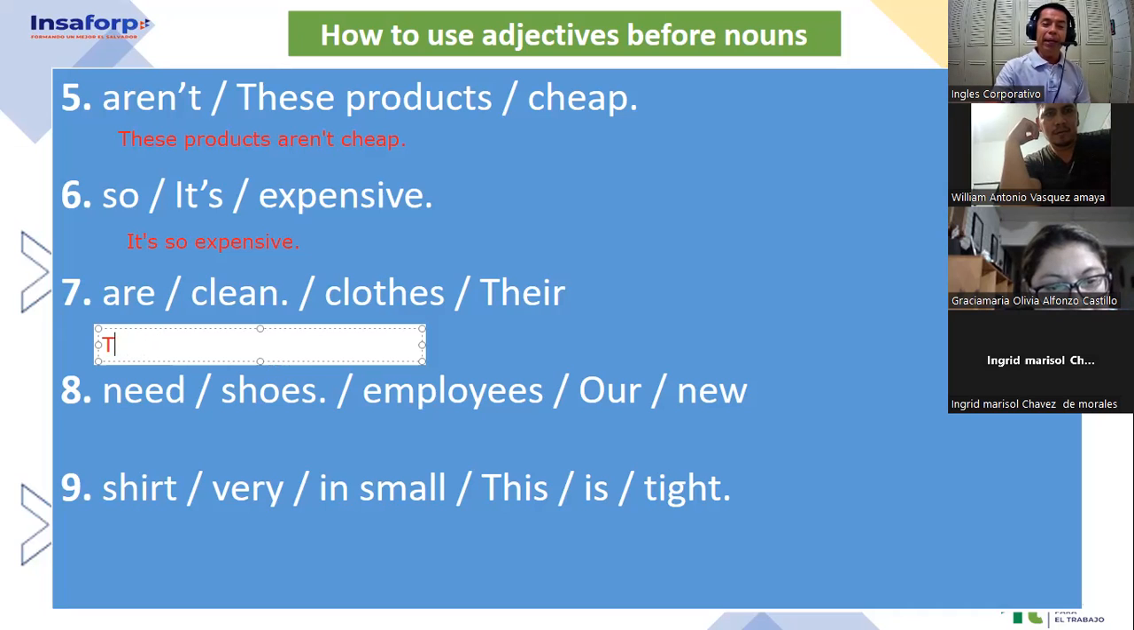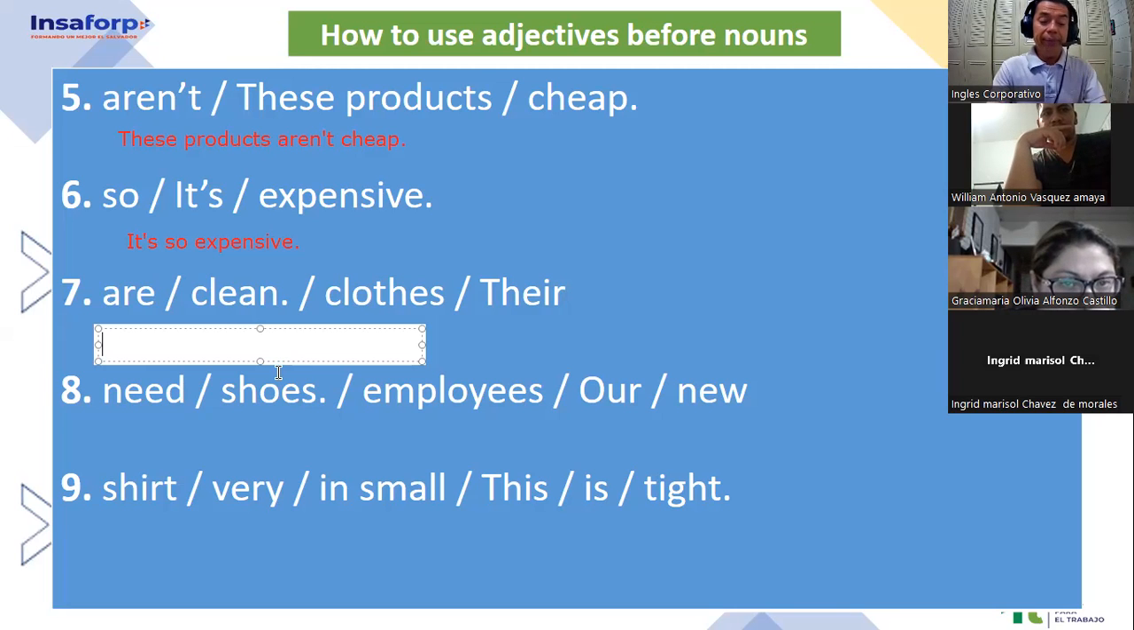Perdón, voy a explicar algo, William, antes de que siga. Okay. We say that when we use an adjective, we use first the adjective and then we use the noun, right? So clean clothes, ropa limpia, right? But the only exception, la única excepción de poner primero el nombre y después el adjetivo, is when we use the verb to be. Siempre que vamos a usar el verbo to be, vamos a poner primero el nombre y después el adjetivo, right?